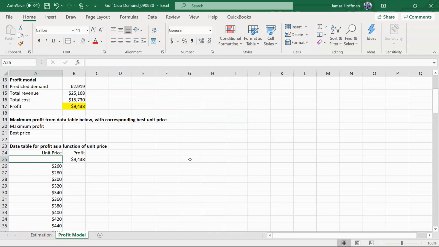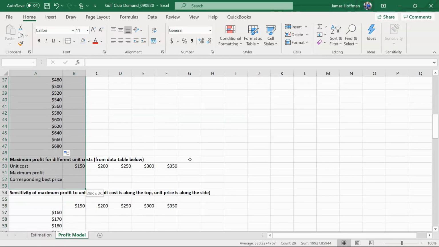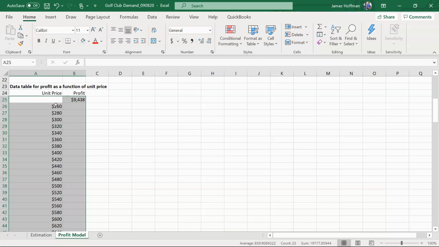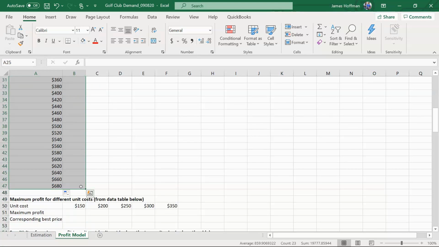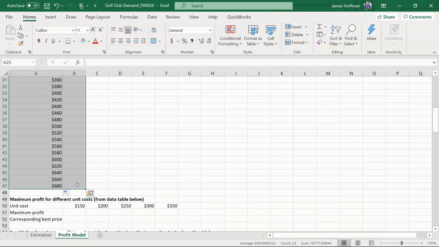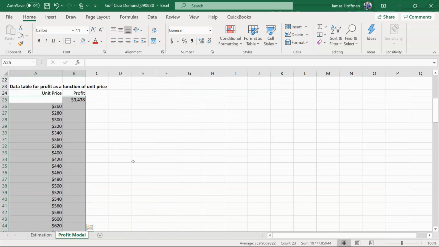Okay, so to make the data table, you want to select, starting in A25, select all the way down, including the profit cell, like this. So you want to select A25 all the way to B47. I have all of this selected because we need that selected to make the data table. A25 to B47, okay, like that.